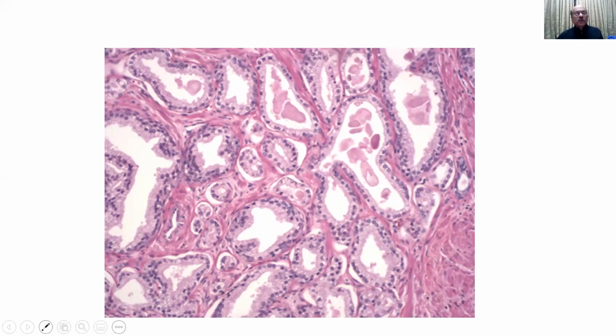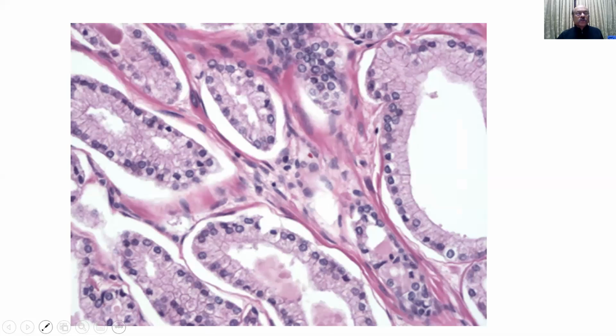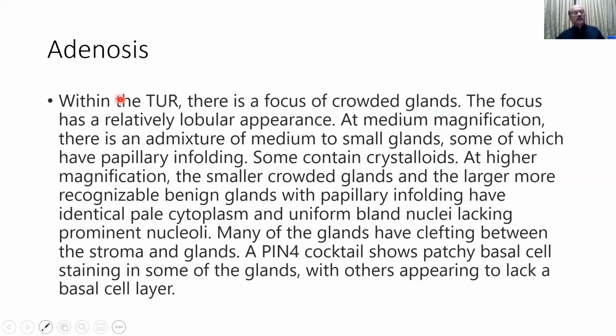There are small glands with secretions. The glands, small glands, and here the diagnosis is adenosis.